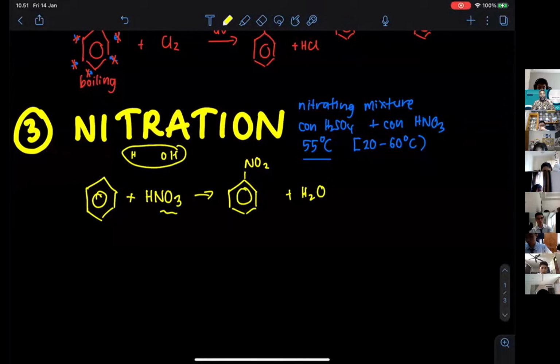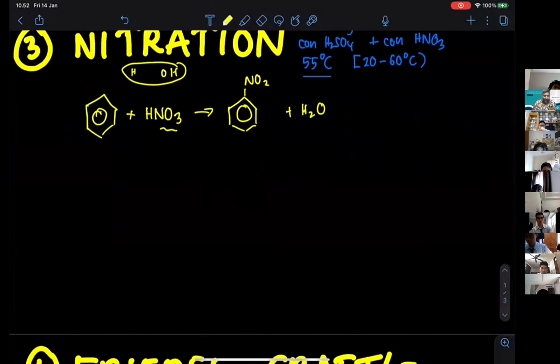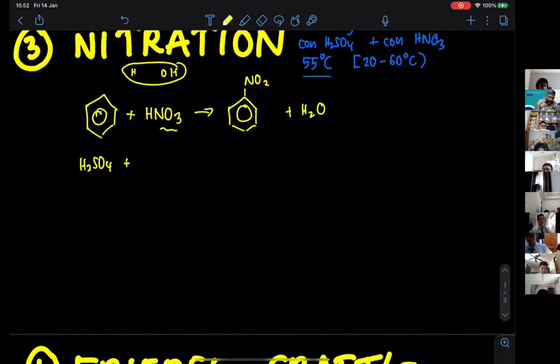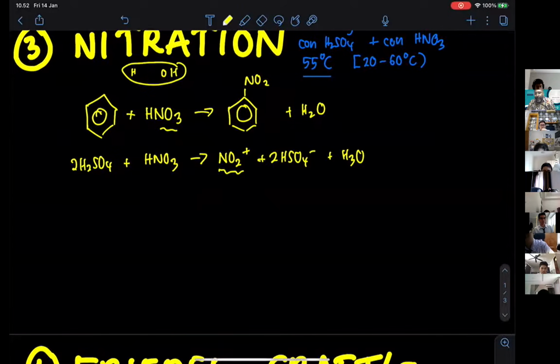But if you want to write down the mechanism of the reaction, I will always suggest that you write down the equation first. H2SO4 plus HNO3. If you want to memorize, you put the 2 over there. They are going to give you NO2+, which is the electrophile, plus 2HSO4-, plus H3O+. The important part is to get the electrophile, and this electrophile later is going to react with this benzene molecule.